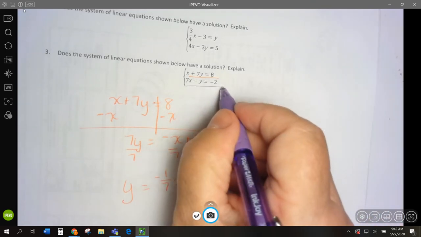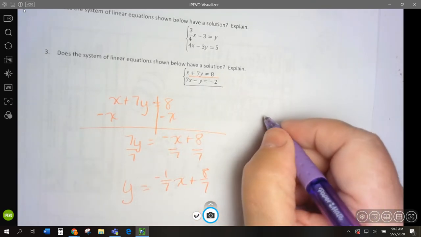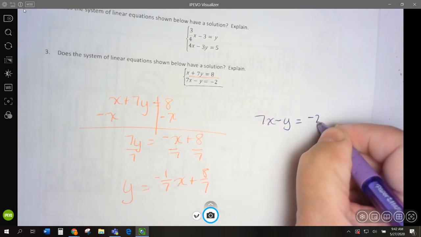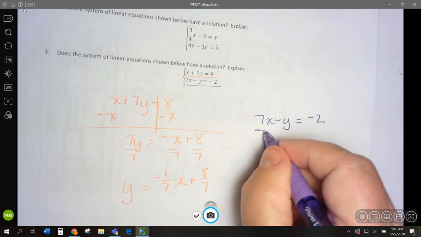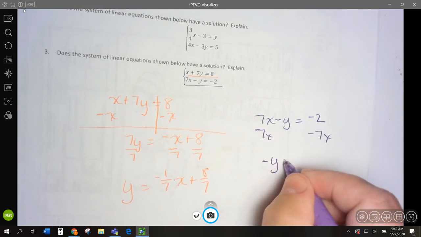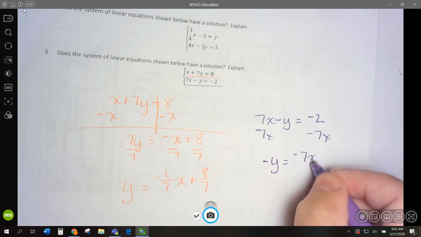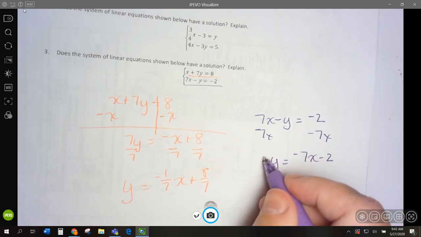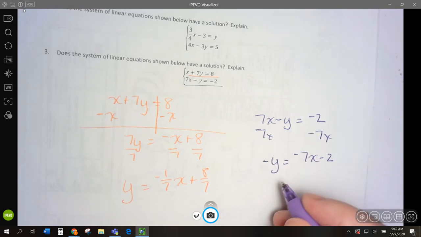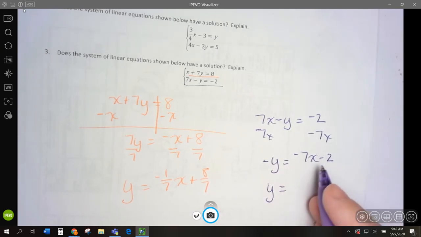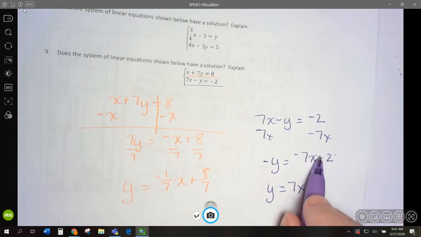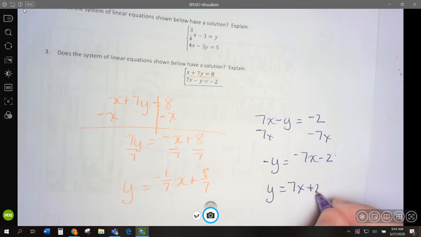Let's do this one: 7x minus y equals negative 2. We're going to subtract the 7x. Negative y equals negative 7x minus 2. Let's multiply everything by negative 1 so we can get rid of the negative. So negative times a negative is a positive. Negative 1 times negative 7x is a positive 7x. And negative 1 times negative 2 is a positive 2.